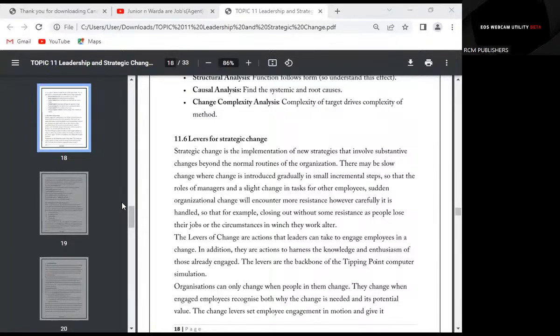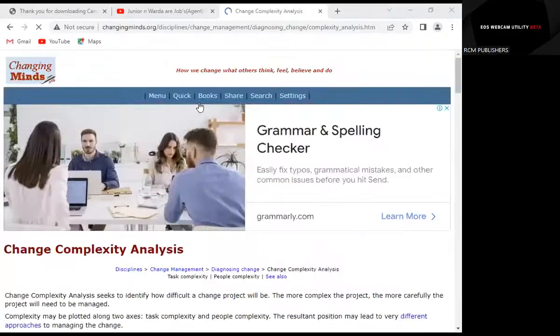So let's continue. Our next part, the levers for change. Levers for change are basically just action taken by the managers. Action taken by the managers to introduce a change. That's what is meant by the term levers for change. Action taken by the managers to implement a change.